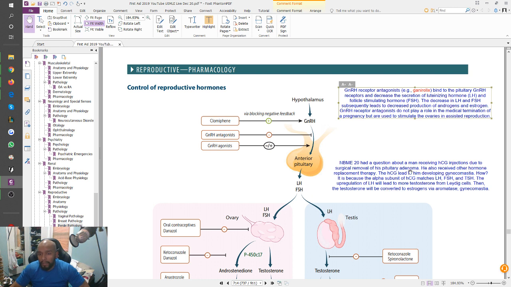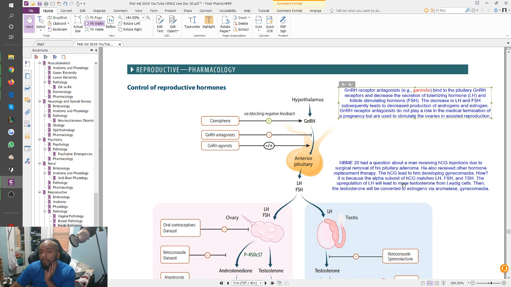Here's a little NBME20 note. So NBME20 had a question about a man receiving HCG injections due to surgical removal of his pituitary adenoma. He also received other hormone replacement therapy. The HCG led to him developing gynecomastia. How? Right? How did the HCG really cause him to have gynecomastia? And that was a pretty far-fetched question in my opinion on NBME20.